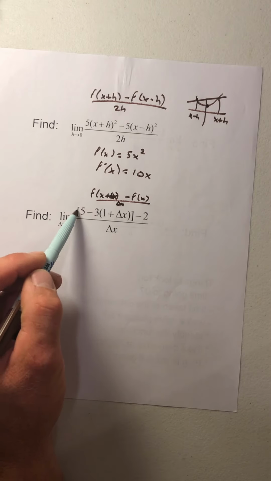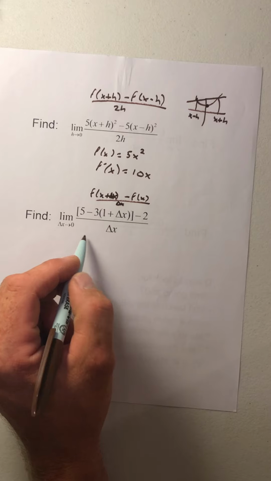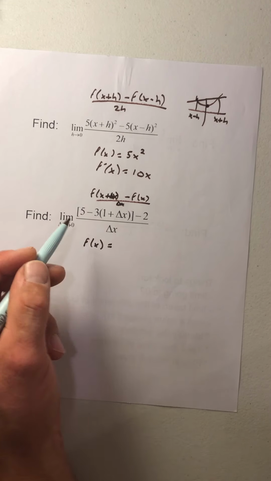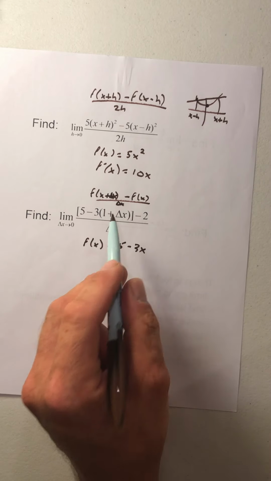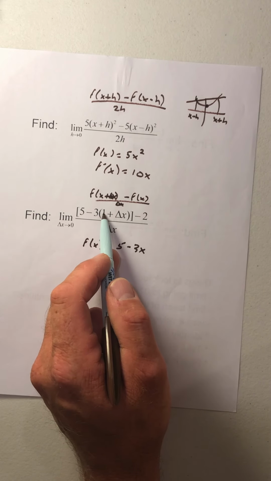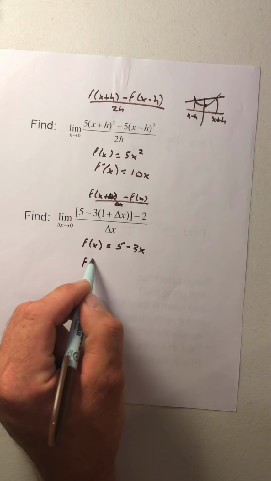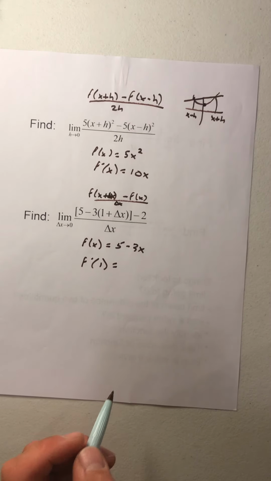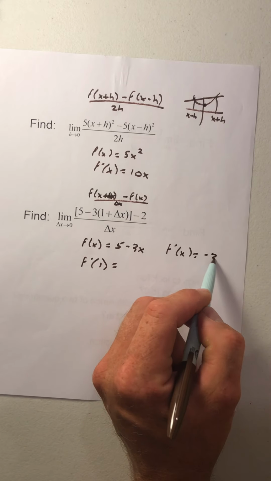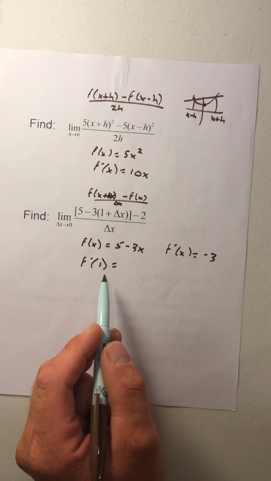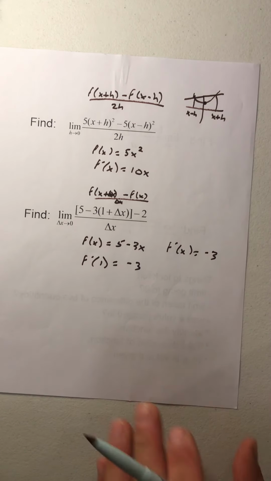Looks like all of this is being put together as my f of x plus delta x. So then it looks like my function is going to be 5 minus 3x. And in this case, since they've gotten rid of the x's, they put 1 in for x. They're asking us for f prime of 1. So to find f prime of 1, we first find f prime of x, which gives us negative 3. So f prime of 1 gives us negative 3. And that gives us our answer.